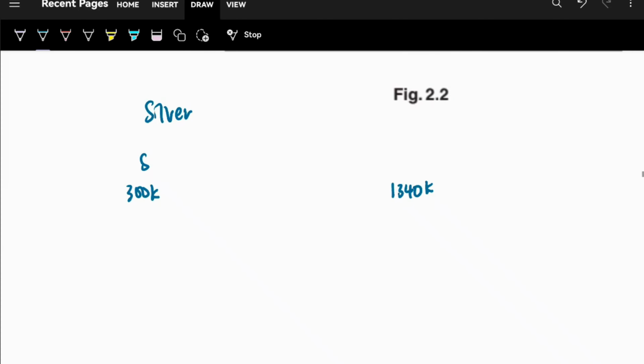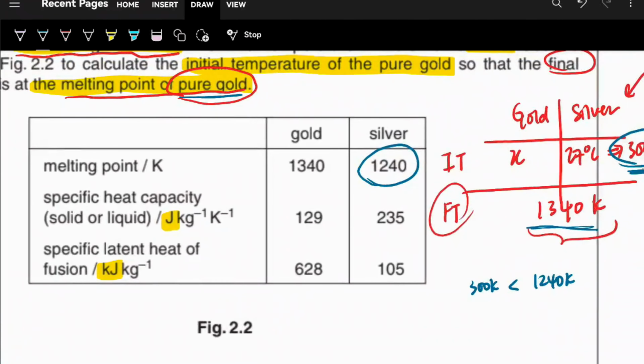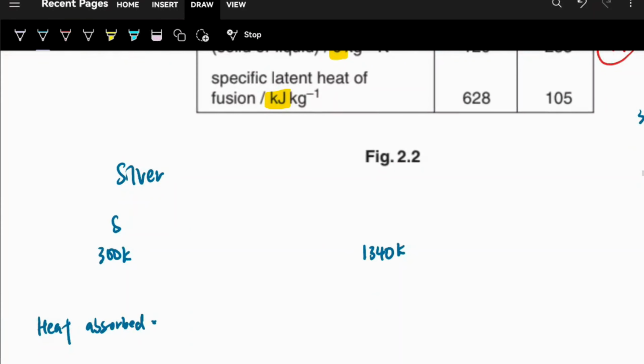So when you write your equation, it will be heat absorbed. So if silver is the one that is absorbing heat, gold is supposed to be releasing the heat. Or you want to say gold undergoes heat loss. Okay, we'll go to the gold later. Let's finish silver first. So first, it started at solid, 300 Kelvin.